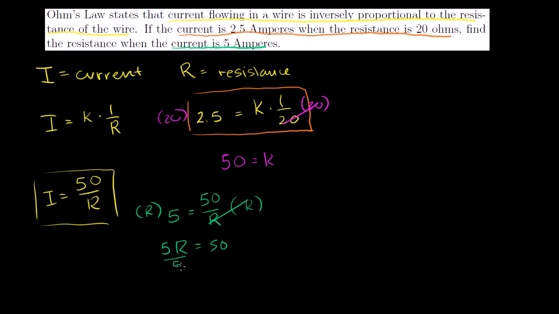These canceled out, so I got 5r is equal to 50. Divide both sides of this equation by 5. We get r is equal to 50 divided by 5 is 10. So the answer is when the current is 5 amperes, the resistance will be equal to 10 ohms. And we could write it like this, 10 ohms, just like that. Let's do one more.